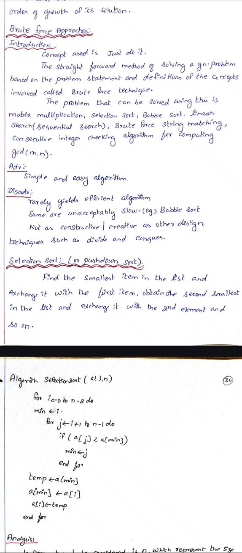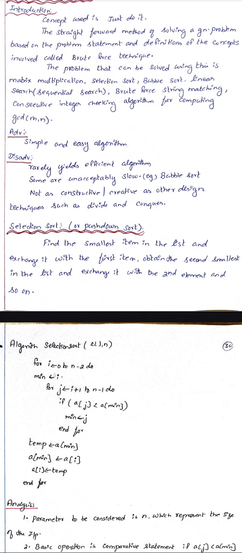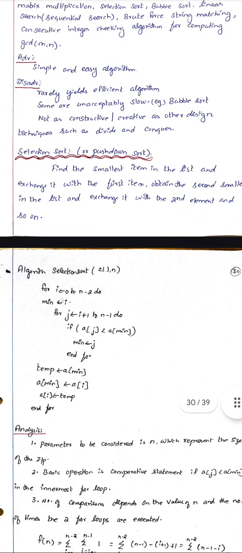Consecutive integer checking algorithm is called this, computing GCD of m and n. Simple and easy algorithm, but rarely yields an efficient solution. Some are unacceptably slow. They are not as constructive or creative as other design techniques. These are all the disadvantages.